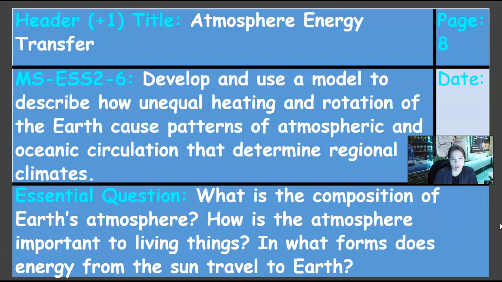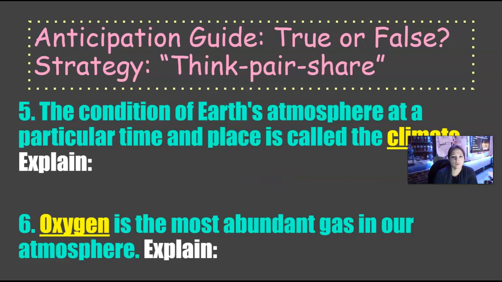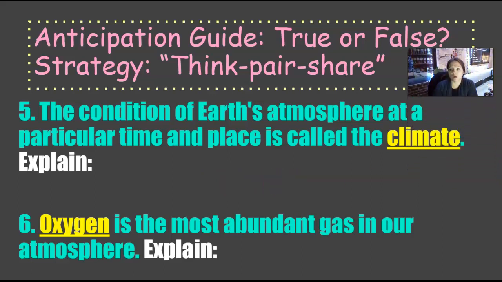All right, so now we have some atmospheric energy transfer. So switch on over to the anticipation guide, number 5 and 6. Remember, all you're doing is true and false, just your best guess. It's going to be on the right-hand side. So 5, the condition of Earth's atmosphere at a particular time and place is also called the climate. Number 6, oxygen is the most abundant gas in our atmosphere.